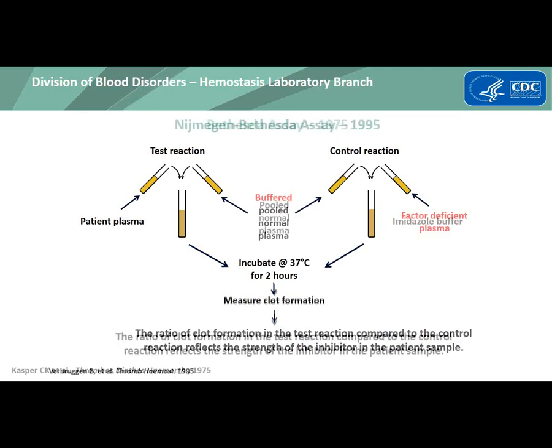And so then around 20 years later in Nijmegen, they published a modification of the Bethesda assay, and the modifications that they made are shown here in red. The main structure of the assay remains the same, but most notably, they substituted factor-deficient plasma for the imidazole buffer used in the original description.